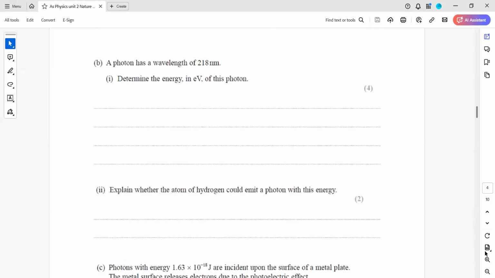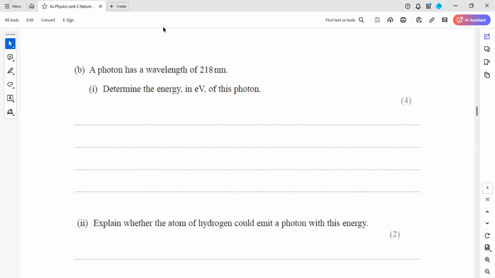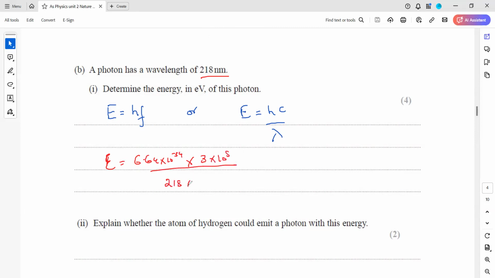A photon with a wavelength of 318 nanometers, determine the energy. So how to determine the energy? We have the formula E equals hf, or E equals hc over lambda, that we use to work out the energy of a photon. We have the wavelength, which is 280. So E equals the Planck constant, 6.64 times 10 to the power minus 34, multiplied by the speed of light, which is 3 times 10 to the power 8, divided by the wavelength, 280 nanometers. Don't forget to convert into meters, so 10 to the power minus 9 for a nanometer.